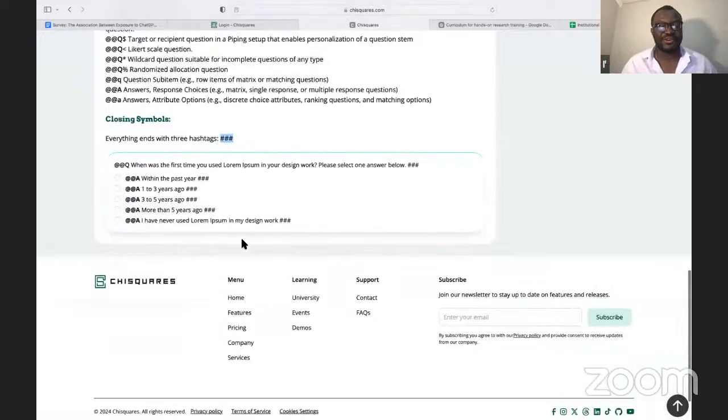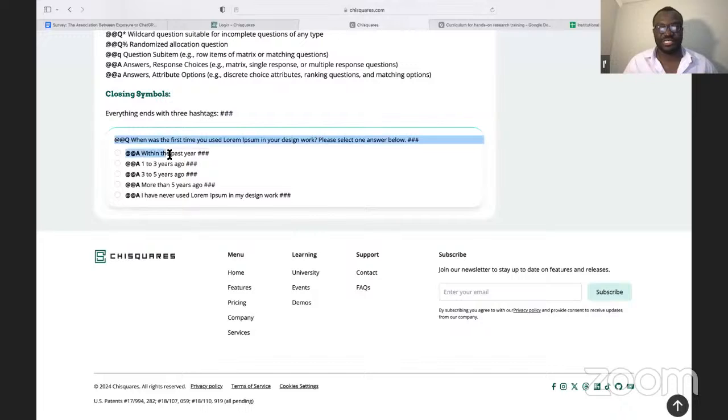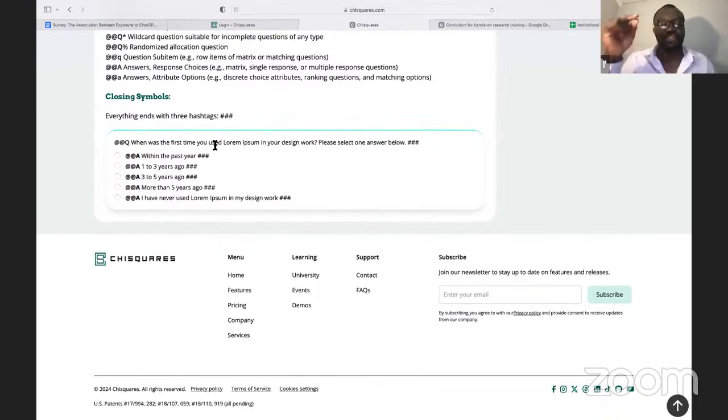And so for example, this is how a question is framed here. When was the last time you used lorem ipsum in your design work? Please select one answer below. So you can see that the question starts with at Q and ends with 3 hashtags. And then each of the answers starts with at A. So this tells us this is an answer. And each of the answers also ends with 3 hashtags. So that's what we're trying to do now. We're going to just quickly do that.